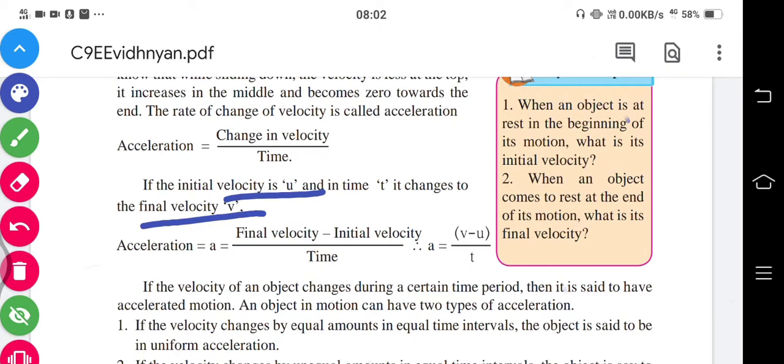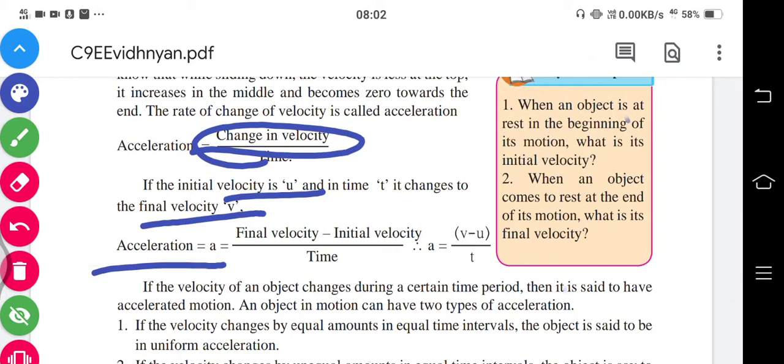So what will acceleration be here? Change in velocity. Change means what? It is the difference between the initial and final velocity. Is it correct? Yes. So acceleration is denoted by a, the final velocity is v, the initial velocity is u, and the time taken is t.